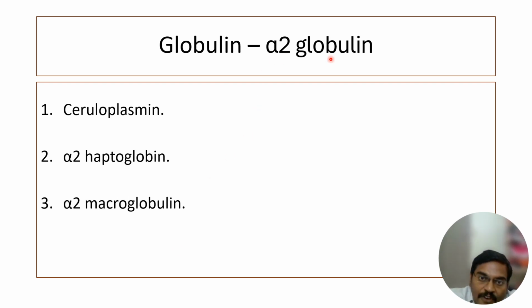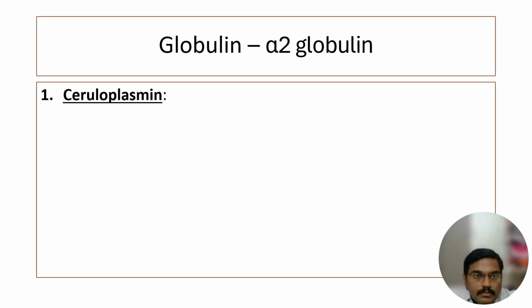Next, coming to alpha 2 globulin. These are the three important alpha 2 globulins you should know: ceruloplasmin, alpha 2 haptoglobin, and alpha 2 macroglobulin.